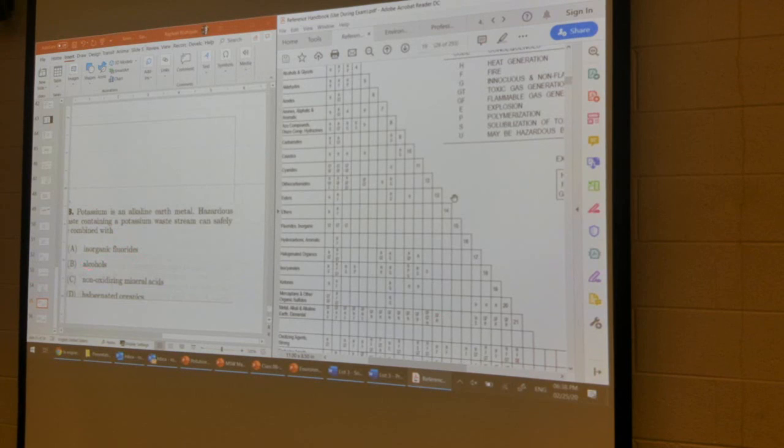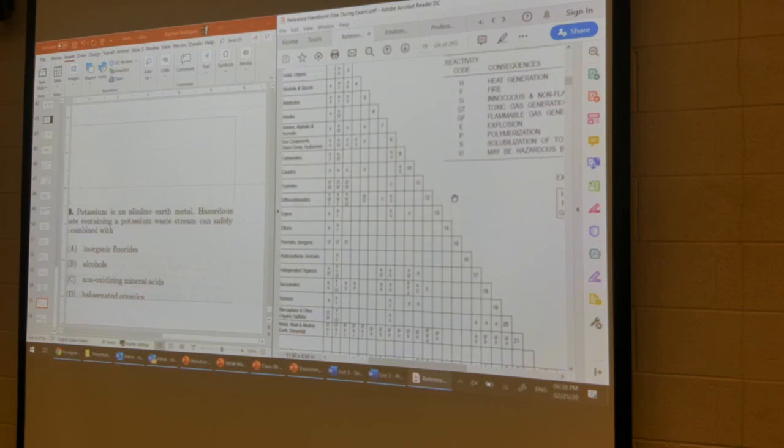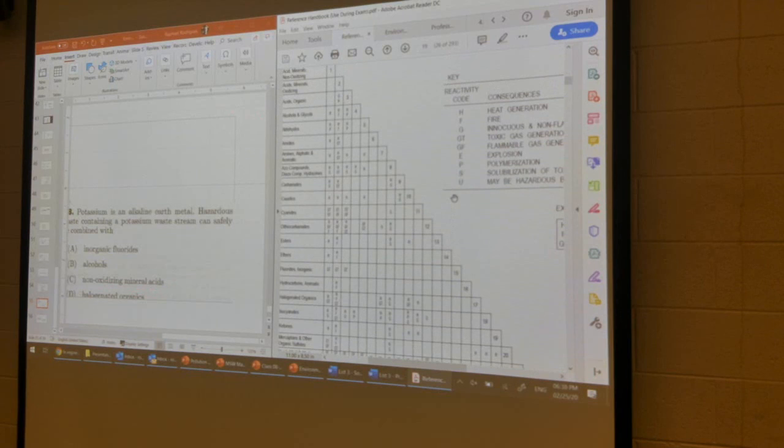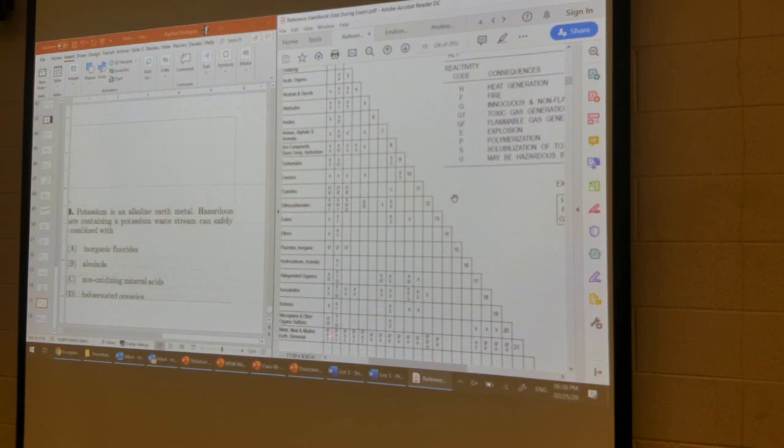How about the other one, alcohols? Alcohols over here, 4. Get down all the way to the 21 row. Yeah, it does react: heat, fire, gases. No good. Non-oxidizing mineral acids, that's at the very top of the table. Non-oxidizing mineral acids, number 1. Number 1 crossing down to 21, there is a reaction. Same: heat, fire, and gases.